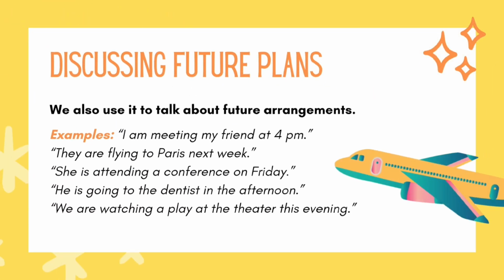Number three, discussing future plans. We also use it to talk about future arrangements. Examples, I am meeting my friend at 4 p.m. They are flying to Paris next week. She is attending a conference on Friday. He is going to the dentist in the afternoon.